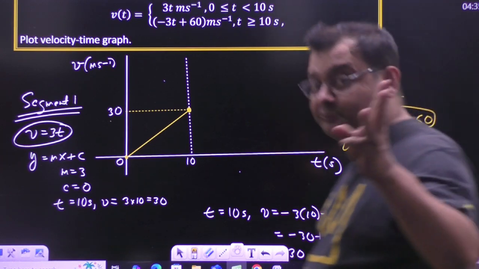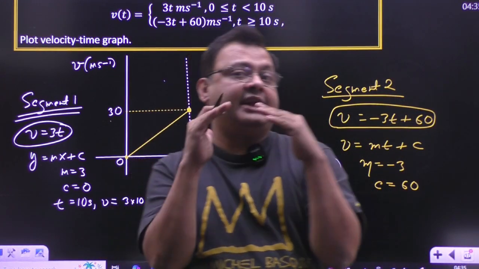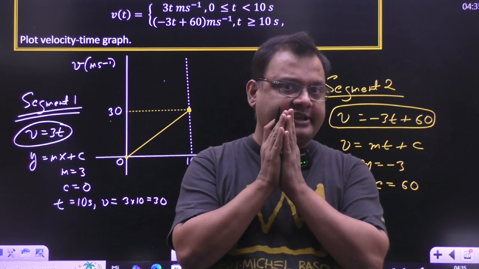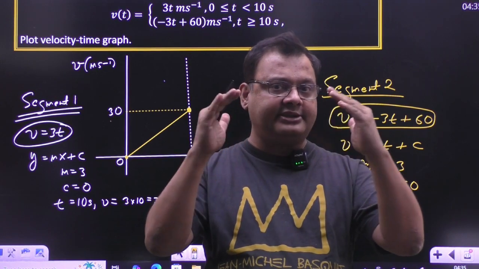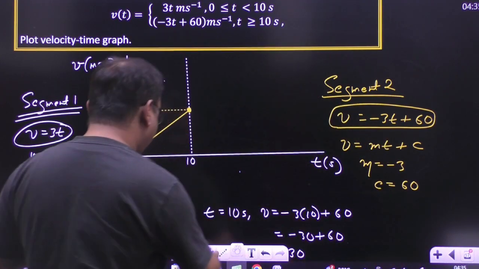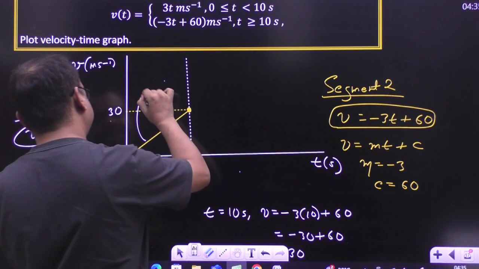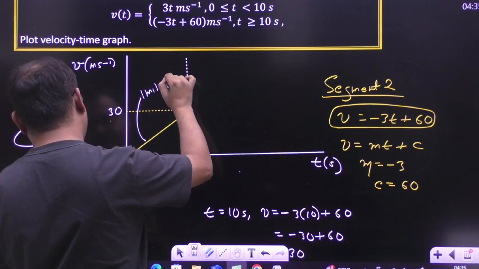And now the third property, in making the freehand sketch, you have to compare the relative inclination. So here the modulus of slope is how much? 3.